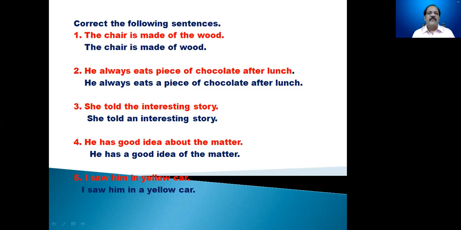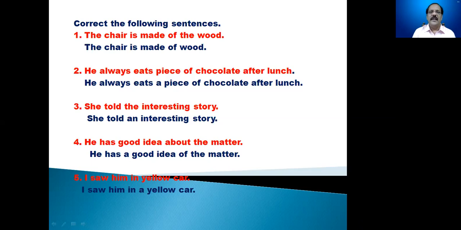Then he always eats a piece of chocolate after lunch. Eats a piece of chocolate. It is not a piece of chocolate, it is a piece of chocolate. Piece of chocolate and a piece of chocolate are two different things. Piece of chocolate is one, but as a whole. But when you talk about a piece of chocolate, that means some part, some portion of it you have taken. So you have taken some portion of chocolate after lunch.